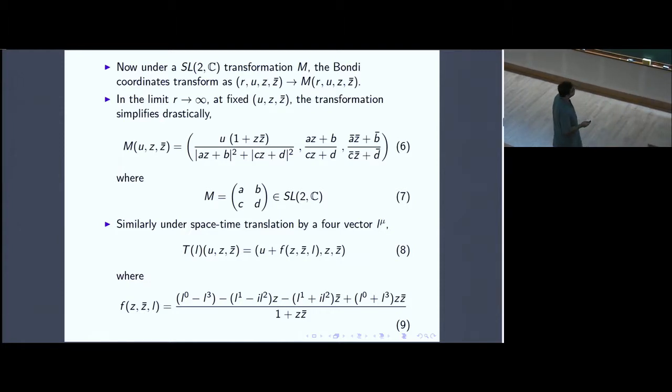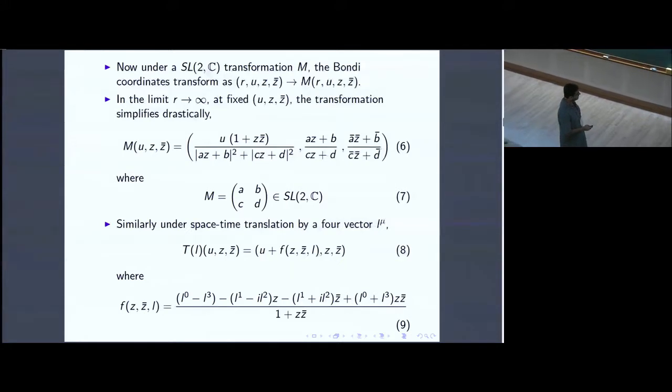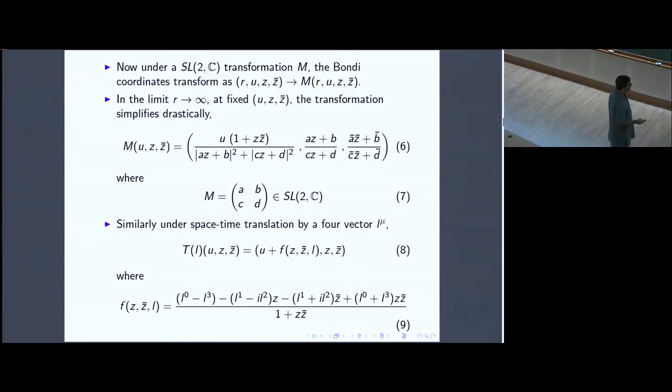Now the point is that if you make a space-time translation by a 4-vector L mu, then you can do the same thing, and it also turns out that it is a simple answer if you go to R going to infinity. That gives you this T_L acting on U, Z, Z bar. So Z, Z bar does not transform under the space-time translation. Only this U transforms. And given a 4-vector L mu, this f(Z, Z bar, L) has this fixed form. So you can change L0, L1, L2, L3, but the Z dependence is fixed.